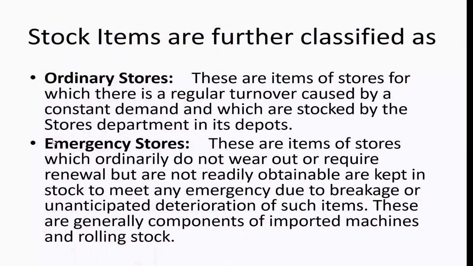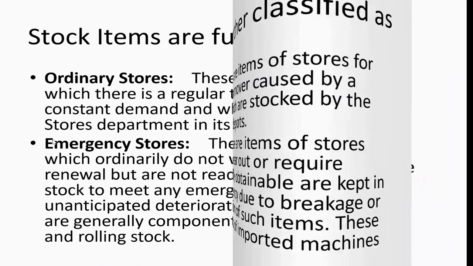Stock items are further classified as ordinary stores. These are items of stores for which there is a regular turnover caused by a constant demand and which are stocked by the stores department in its depots. Emergency stores. These are items of stores which ordinarily do not wear out or require renewal but are not readily obtainable, and are kept in stock to meet any emergency due to breakage or an anticipated deterioration of such items. These are generally components of imported machines and rolling stock.